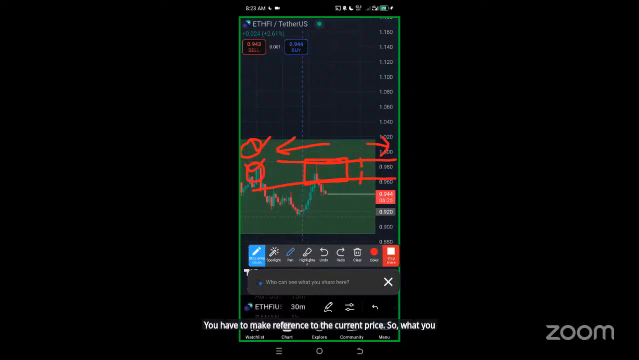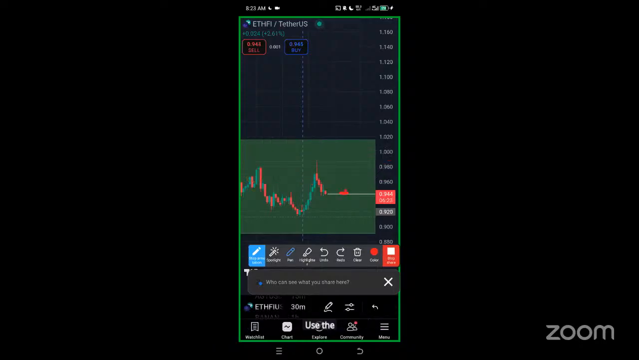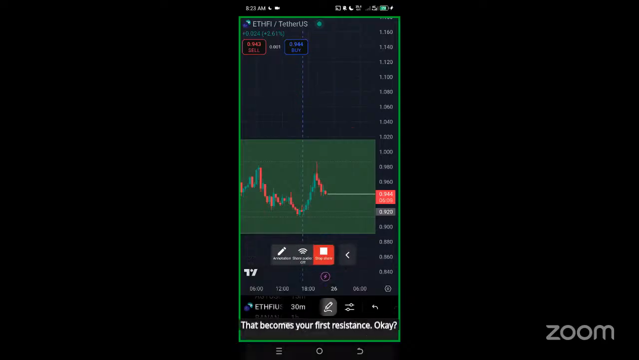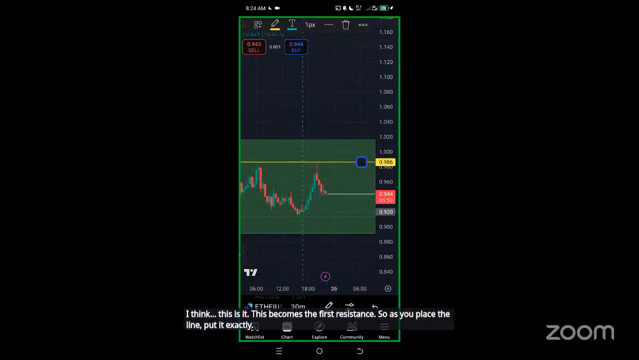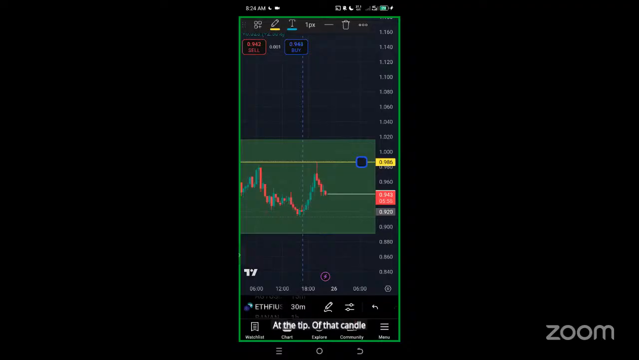So what you're going to do here is use the current price, move up, then try to track backwards. The first swing high, the most recent swing high you're going to encounter, that becomes your first resistance. Okay? And in this case, I think this is it. This becomes the first resistance. So as you place the line, put it exactly at the tip of the wick of that candle. In other words, you put it on the high of the longest candle there. Okay? So you have drawn your first resistance.